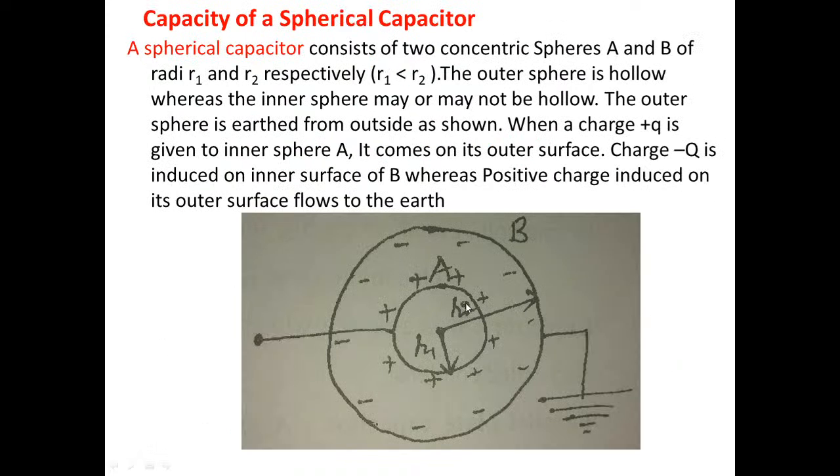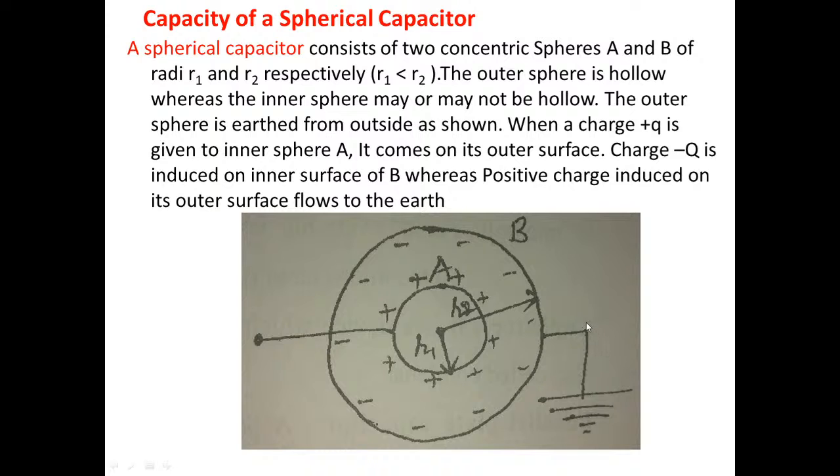Next topic is the capacity of a spherical capacitor. So this is your spherical capacitor. It consists of two concentric surfaces A and B. Positive charge is given to the inner surface of the spherical capacitor and the outer surface is earthed, and due to induction the negative charge appears on the inner side of sphere B, whereas the positive charge appearing on the outside surface goes to the earth.